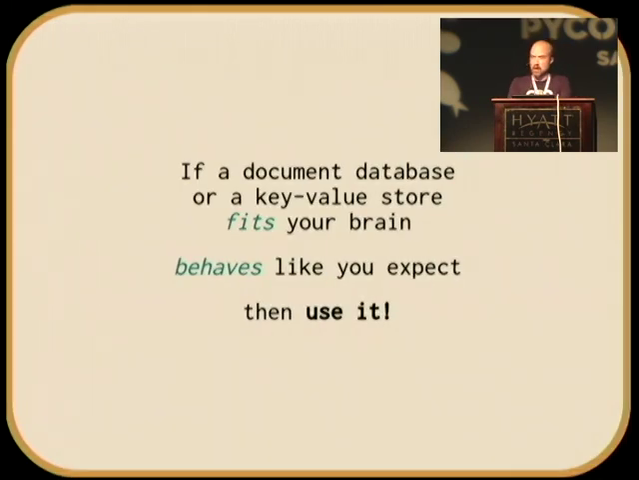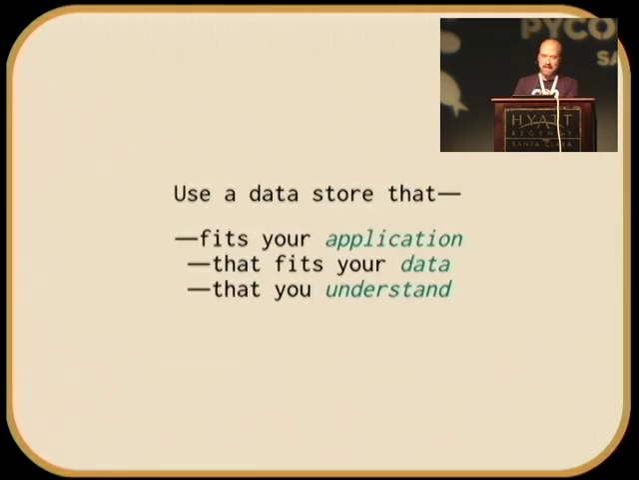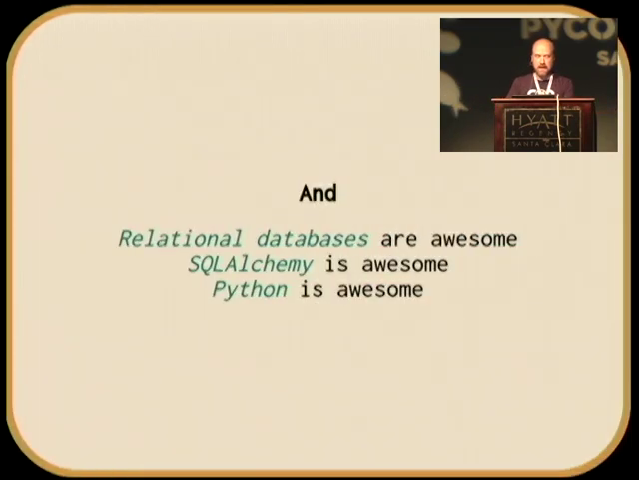If a document data store, something like MongoDB, or a key-value store fits your brain and behaves like you expect, then use it. Please, for the sake of Mike Bayer, don't use a relational database because you think doing so is somehow right or noble. If you don't understand it, you don't have time to understand it, and you have a vain hope that your ORM will let you hide from how relations work. An ORM is a shortcut for a lot of things, but it's not a shortcut for that. Use a data store that fits your application, fits your data, and that you understand.